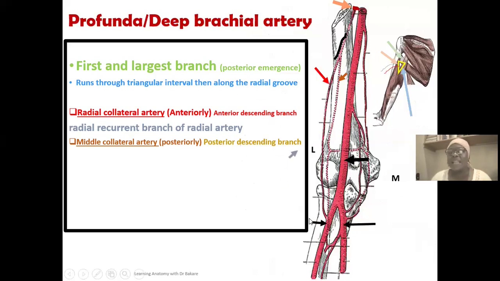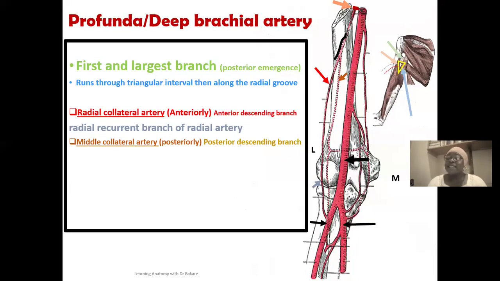So this is where we have the emergence of the radial recurrent branch, which of course is an emergence from the radial artery. This radial recurrent artery is seen to be directed upward, where it will unite with the radial collateral artery to form anastomosis around the anterior region of the lateral condyle.